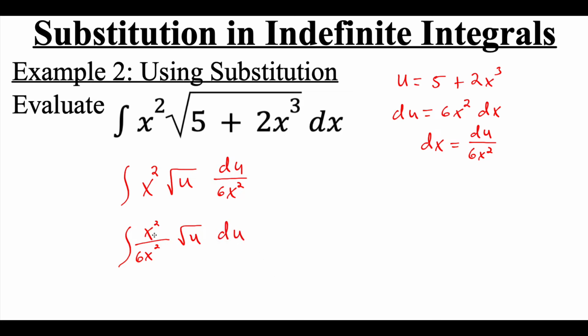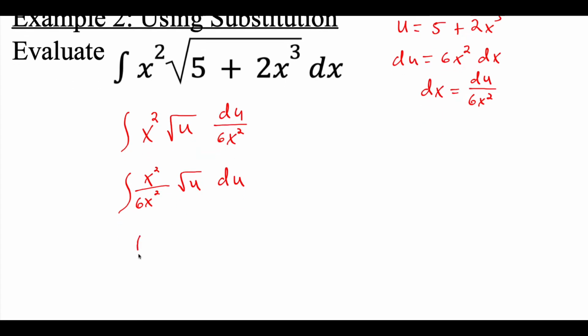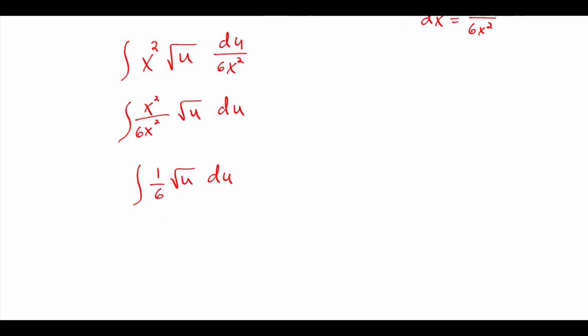Now doing the dividing in here, these x squareds are going to cancel each other out, so then this will really be the integral of 1/6 times the square root of u du. With that constant multiplier of the 1/6, we can bump that out to the front. So 1/6 integral of. Now square roots might be kind of tough to do the integral of, so I'm actually going to write it as a 1/2 power. So u to the 1/2 power du. And then we can use our anti-power rule to help us do the integral here.